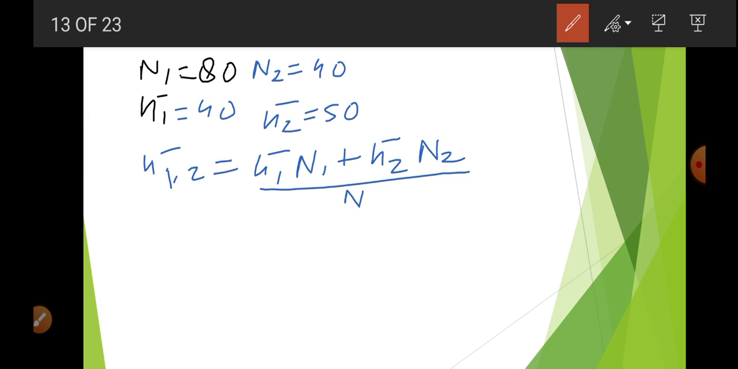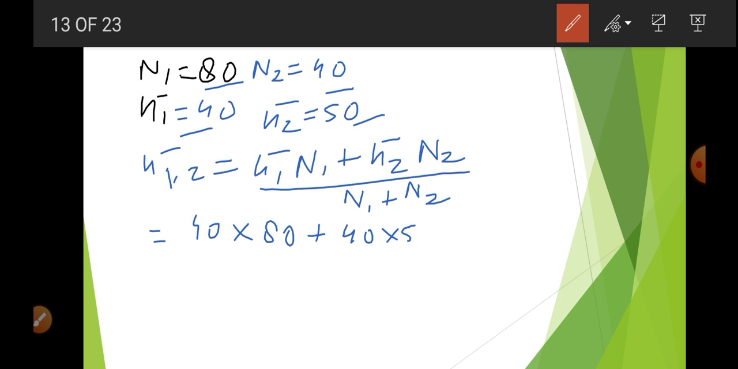n1 plus n2. So this is the equation. Now we are going to put the values in this equation. So x bar 1 is 40, n1 is 80, plus x bar 2 is 40, n2 is 50, upon n1 is 80, n2 is 40.